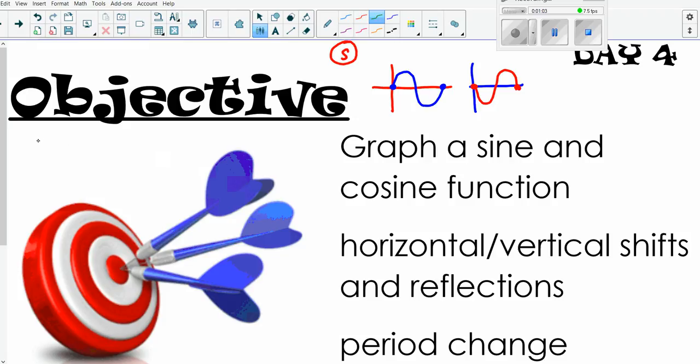Okay? If we're talking about a cosine function, it starts at your extremum. So it typically starts at your maximum, and then it goes down and comes back up to your maximum. However, if we have a cosine function that's been reflected, then it's going to start at your other extremum. So instead of your maximum, it starts at your minimum, and then it goes up to the maximum, back down to the minimum. Okay?